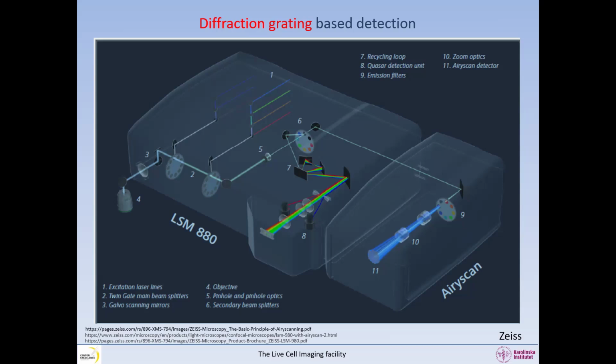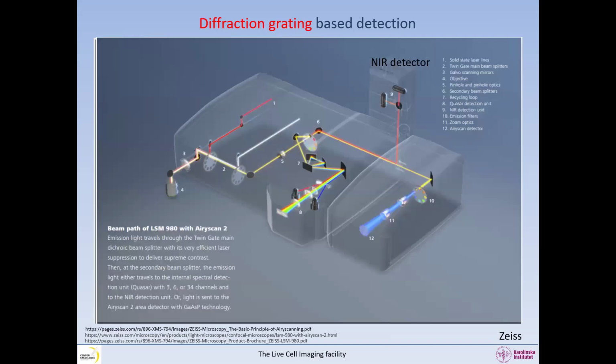It's also in the LSM 880. Here we have an extra detector, which is for the Airyscan. It is exactly the same principle. Or the LSM 980, where we have 36 detectors: the main 32 GaAsP detectors, one detector for the blue, one for the red and near-infrared, and also the Airyscan. So again, the advantage is fast simultaneous imaging, of course, as long as you don't have bleed-through.